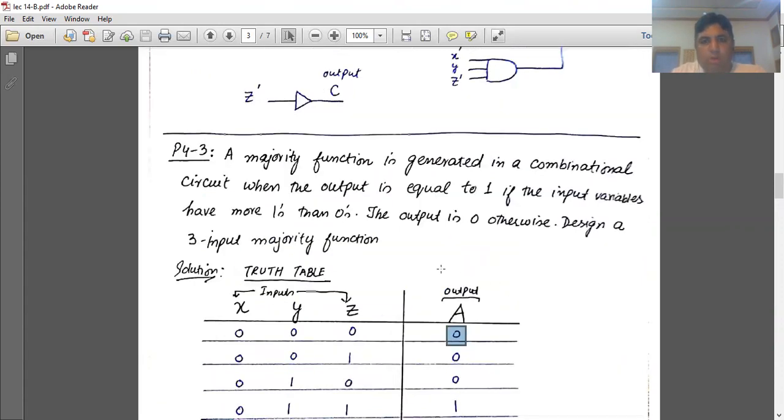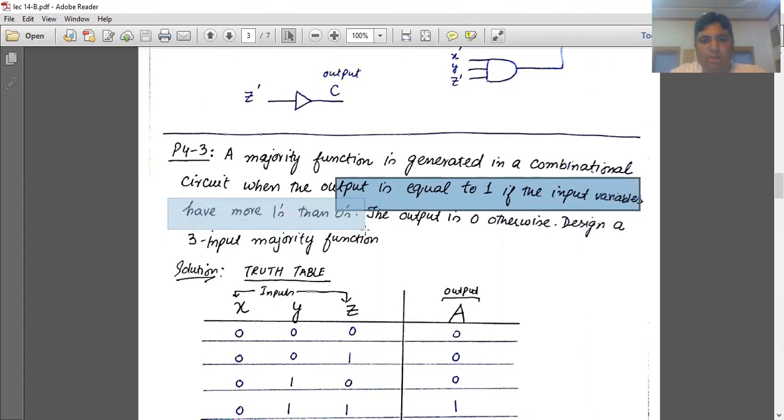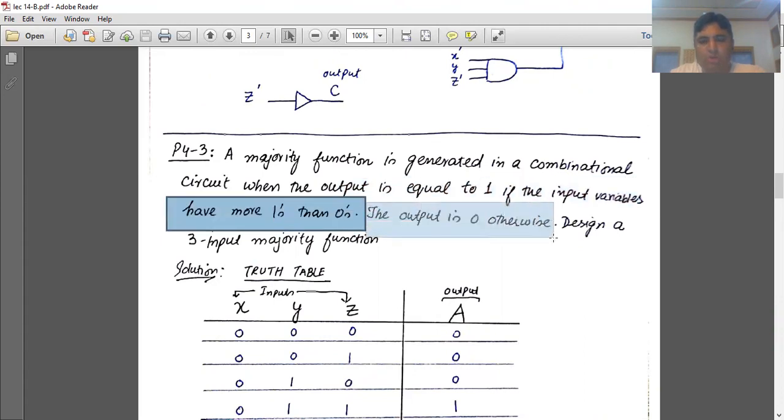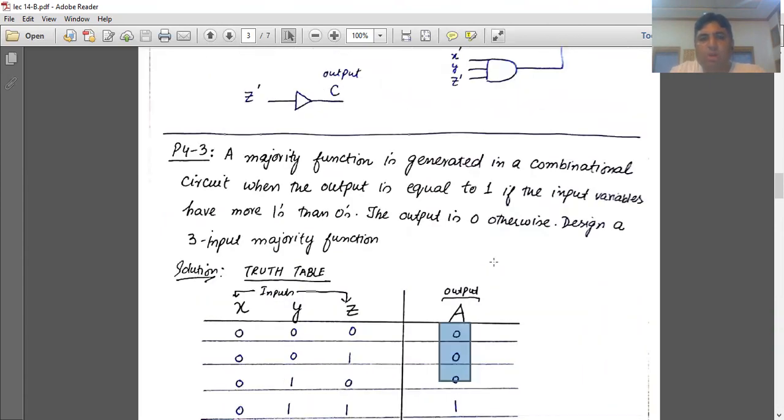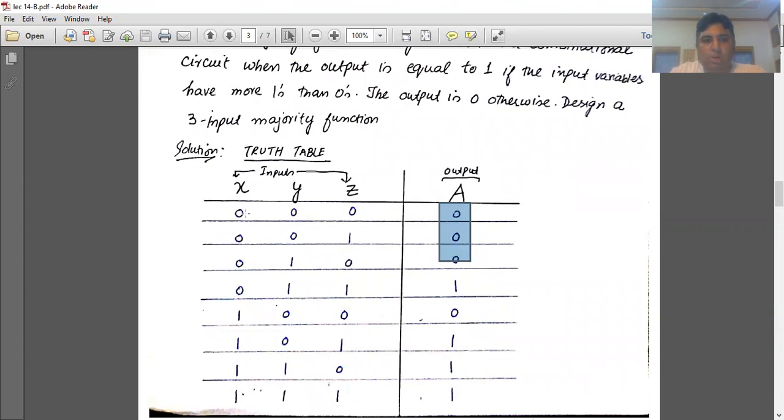Again, I tell you the statement of the question. The output is equal to 1 if the input variables have more ones than zeros. The output is 0 otherwise. If there are more zeros than ones, then the output is 0. If there are more ones than zeros, then the output is 1. So we have 3 inputs X, Y, Z and 1 output. In the first case, there are more zeros than ones, so the output will be 0.